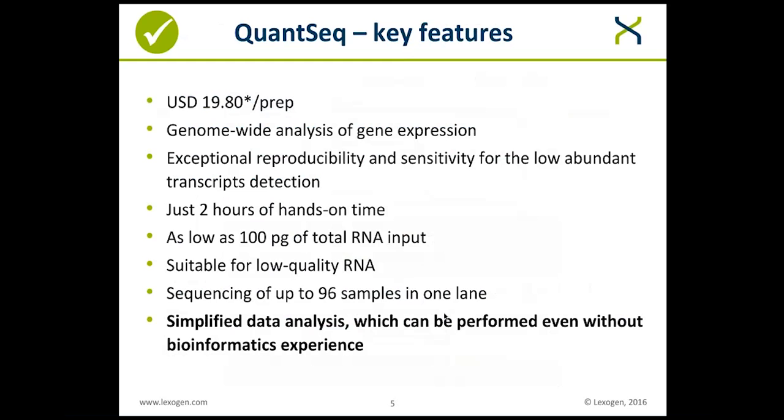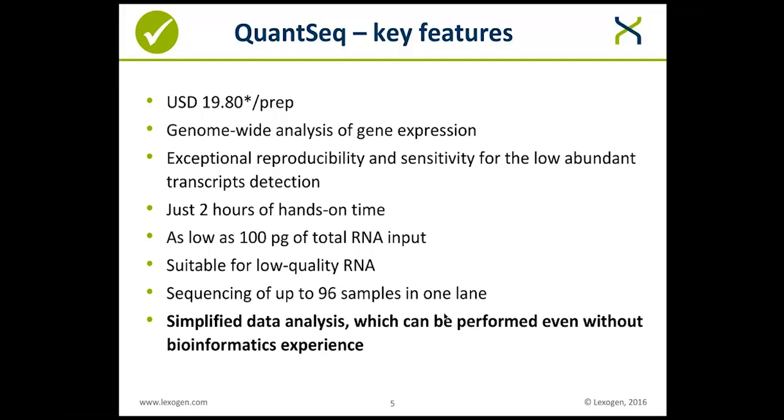This protocol has many benefits. QuantSeq is the best sequencing-based alternative to microarrays. It can be used for genome-wide analysis of gene expression. It has exceptional reproducibility and sensitivity for low abundance transcript detection. The price per sample goes down to $20 US. QuantSeq works with as little as 100 picograms of total RNA input and can be used with low quality and FFPE samples. QuantSeq allows multiplexing of up to 96 samples in one lane of your sequencer.